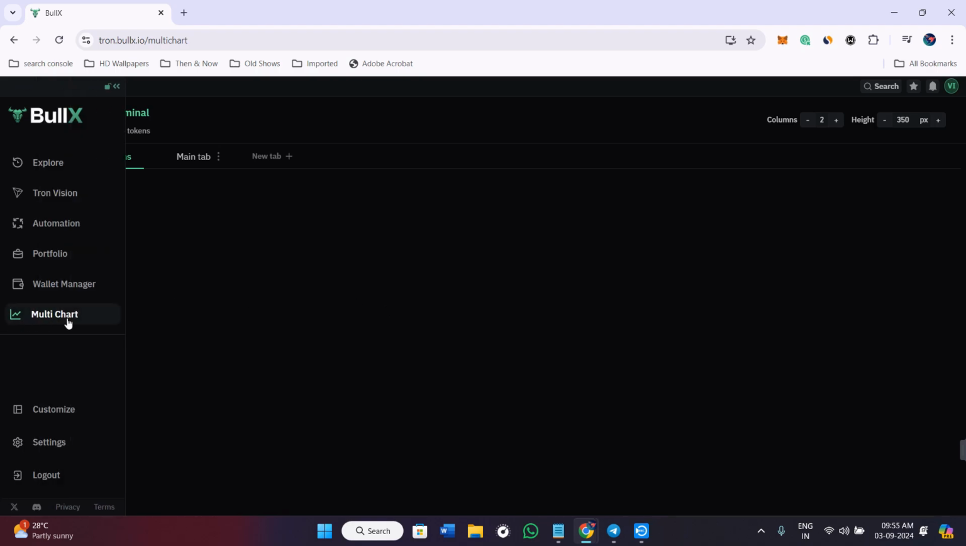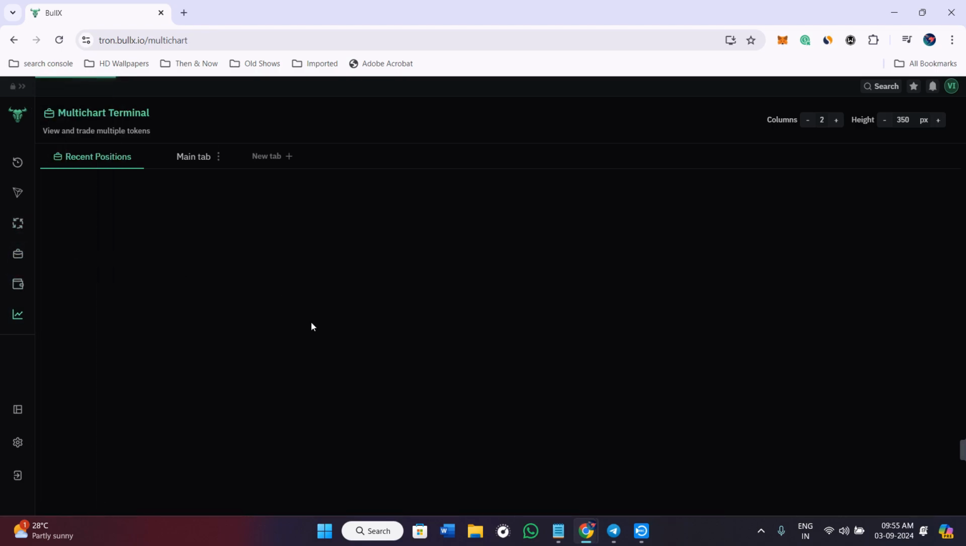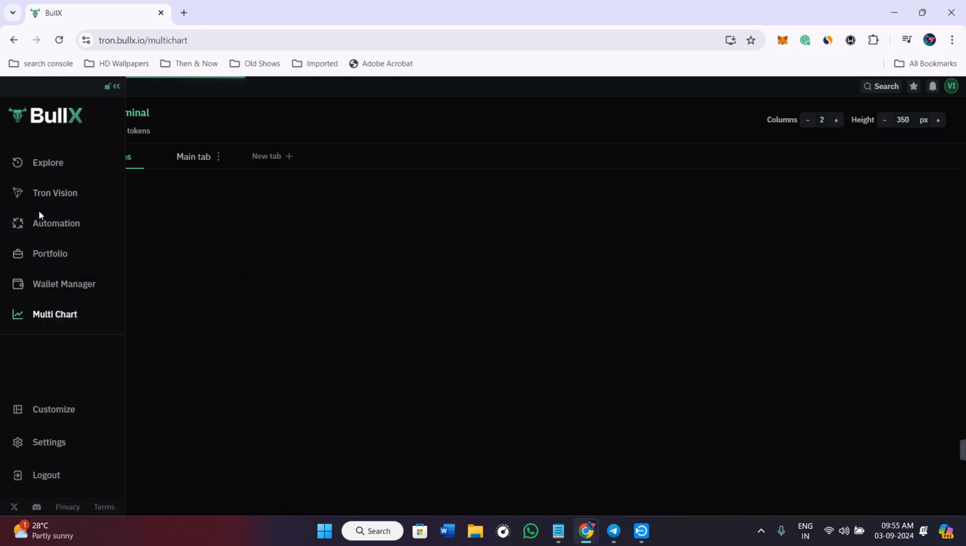Now, you can even keep track of your portfolio with the portfolio tracker feature. So in order to keep track of your active positions, trading history, realized P&L, and your most profitable coins in one place. So next we have some of the advanced features.